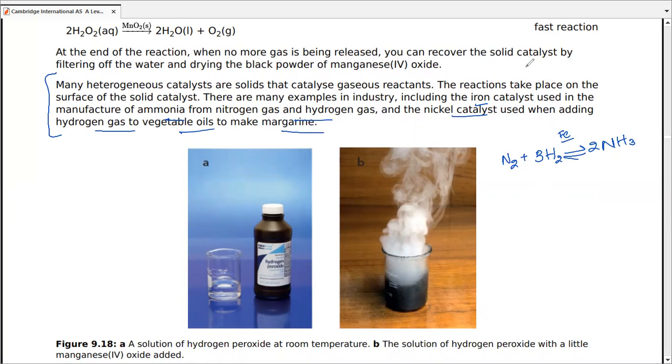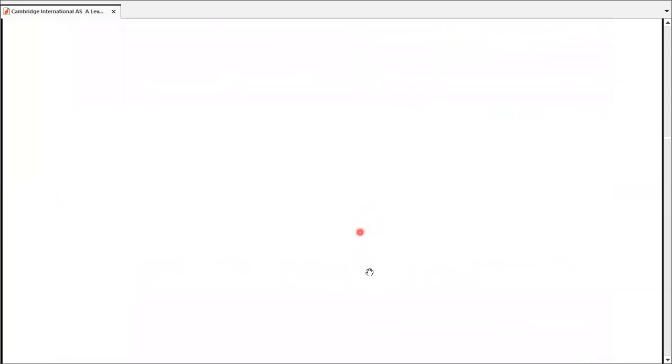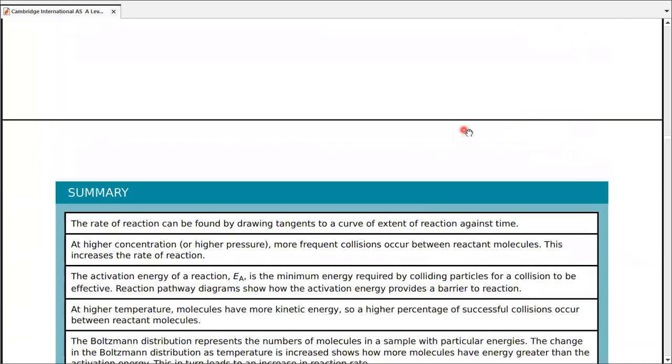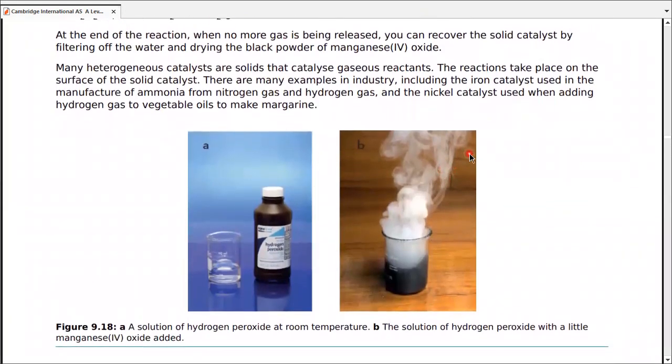Okay, so for heterogeneous catalysis, oh, we're done with the chapter. I thought there was something more added to it. I guess there was, but it has probably now been taken out of the course, maybe. So yeah, we are done with the chapter.